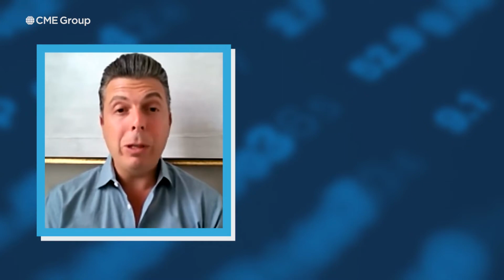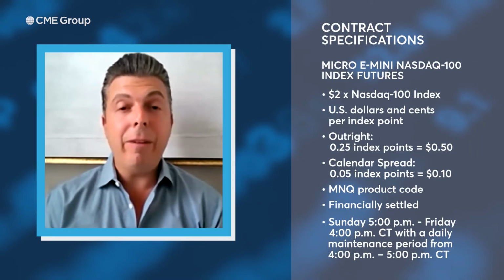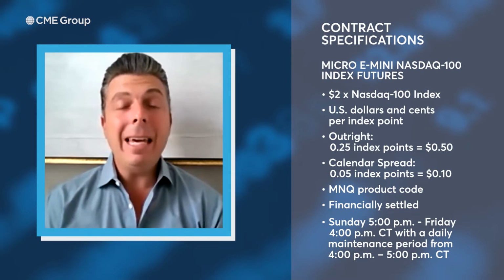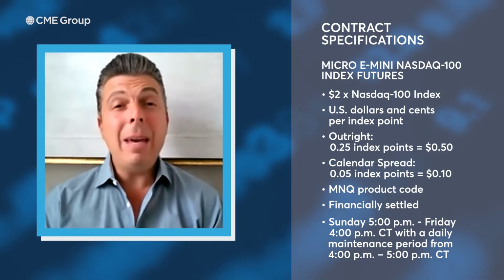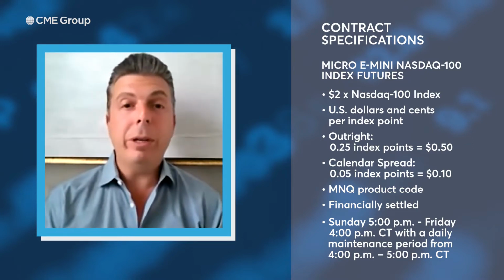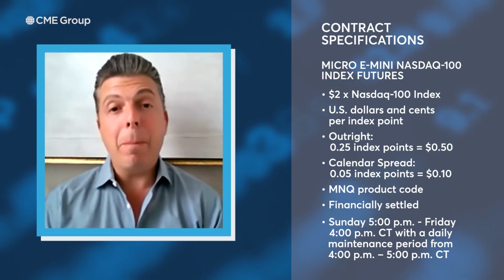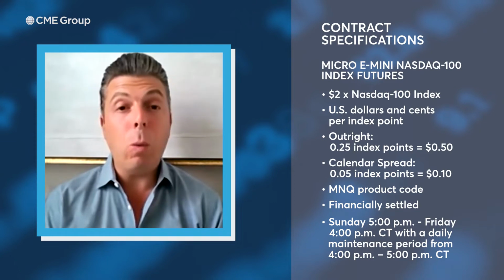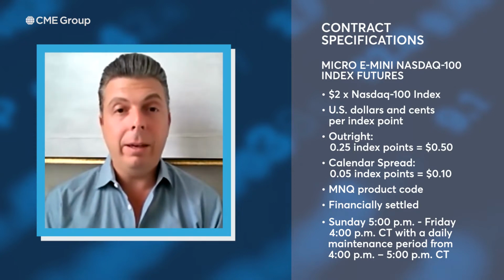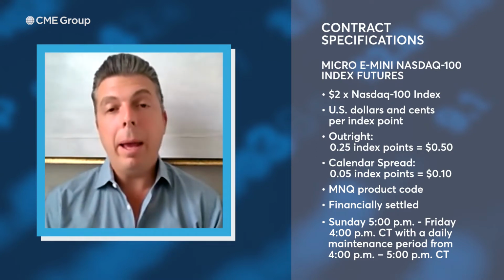Now, the product I'm going to be talking about in today's video is the Micro E-mini Nasdaq futures. They are 1/10 the size of the E-mini Nasdaq futures. The E-mini Nasdaq futures are $20 per point, $5 per tick, and $16,000 in margins. Now, the Micro E-mini Nasdaq futures are 1/10 the size. They are 50 cents a tick, $2 a point, and $1,600 in margins.